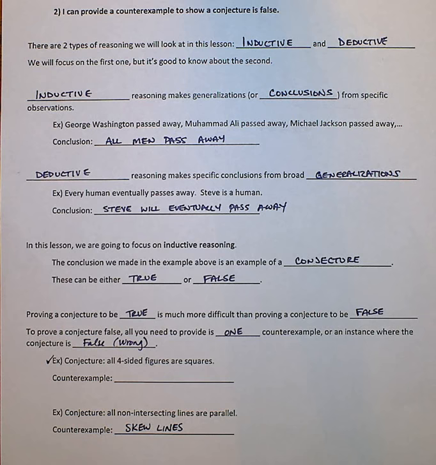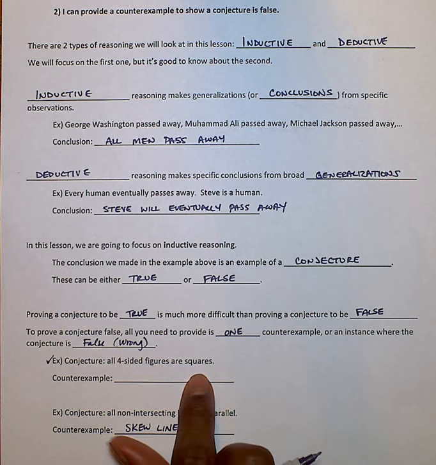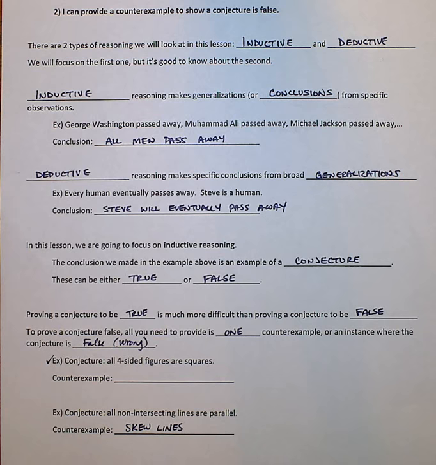So this counterexample shows that this conjecture has to be false, because skew lines are a thing. They don't intersect. They are not parallel. Okay, and so by this one counterexample, even though parallel lines are what we're most familiar with, this conjecture is false. Okay, so you kind of see that thinking. So if you haven't already, use that same kind of thought process to find the counterexample for all four-sided figures are squares.